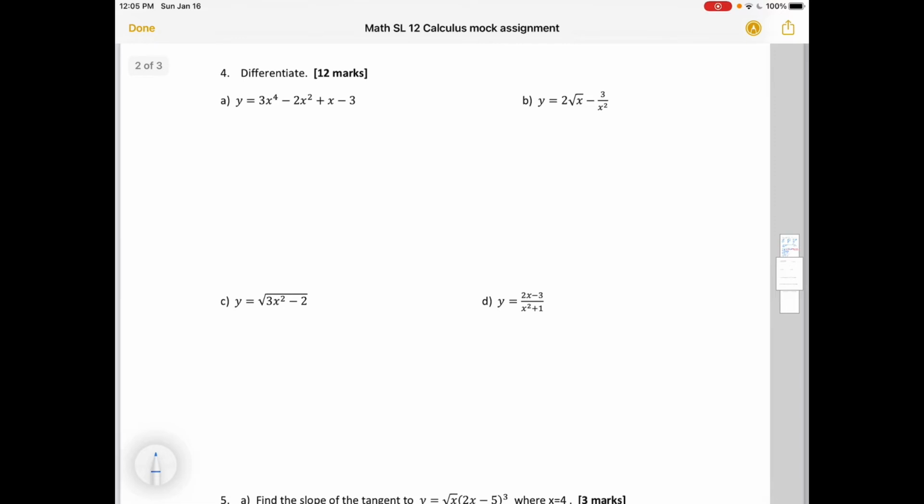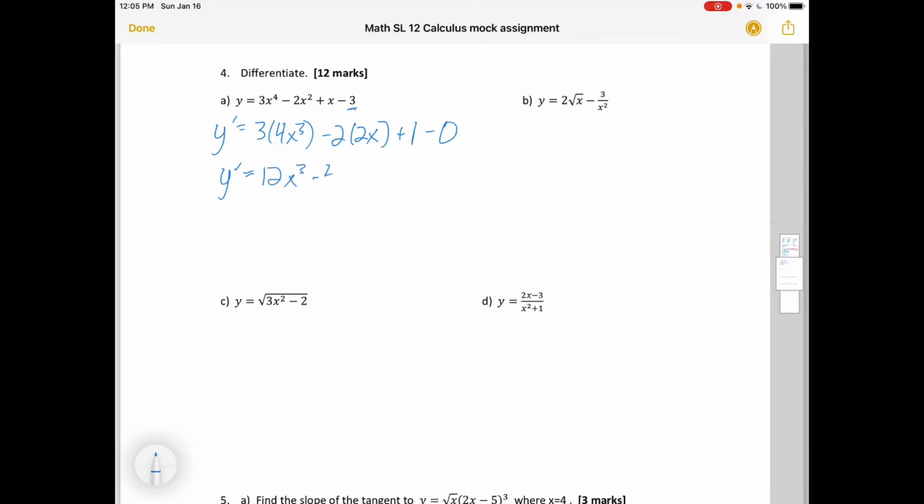The next one, we're going to differentiate. So 3 stays, it's a coefficient. x to the 4 turns into 4x cubed. Minus 2 stays, it's a coefficient. x squared becomes 2x to the 1. An x becomes a 1, rather. And a constant term becomes a 0.